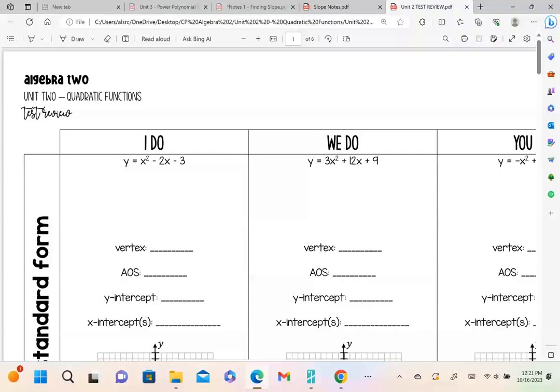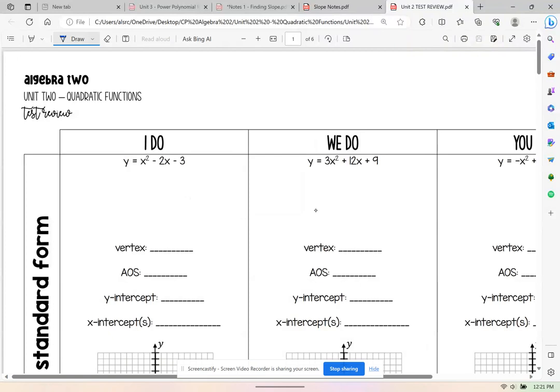The first thing we did in this entire unit is we graphed. We graphed in three forms: standard form, vertex form, and factored form. You know it is in standard form if it looks like this: y equals ax squared plus bx plus c.